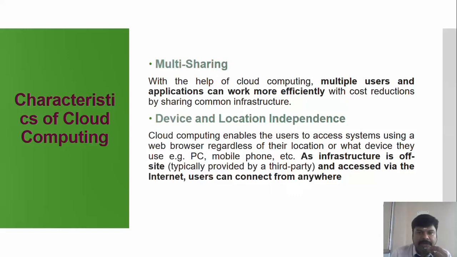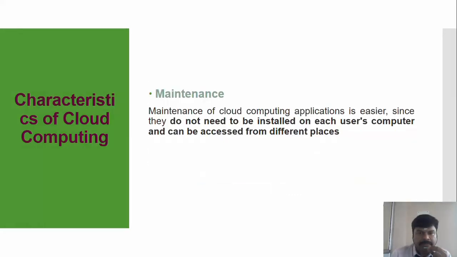Device and location independence. Cloud computing enables users to access the system using a web browser regardless of their location or what device they use, for example a PC or mobile phone. As the infrastructure is offsite, it is typically provided by a third party and accessed via the internet. Users can connect from anywhere. So when we go for cloud computing, the same technology we can access through various devices. Any device can access cloud computing.